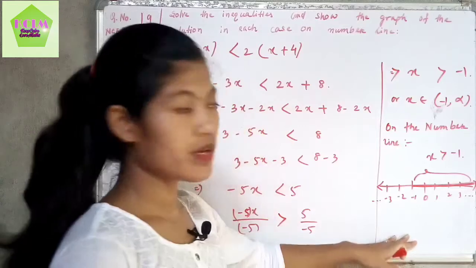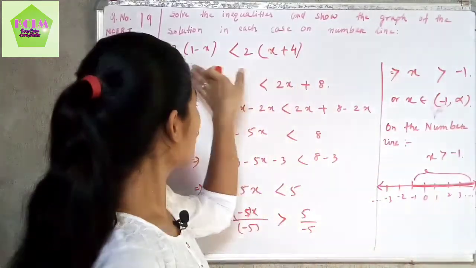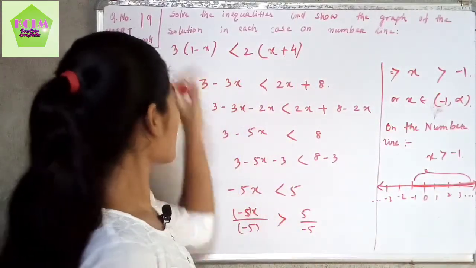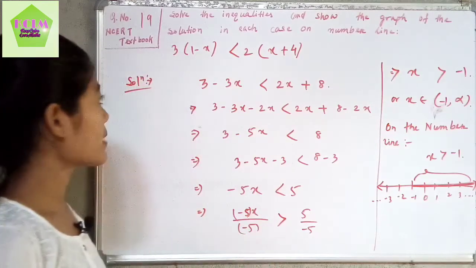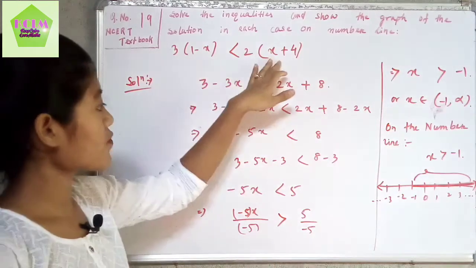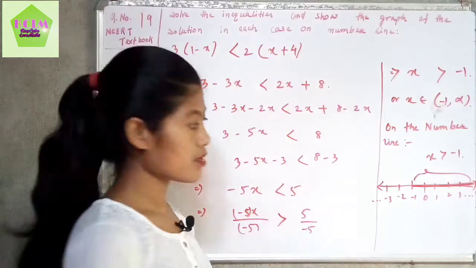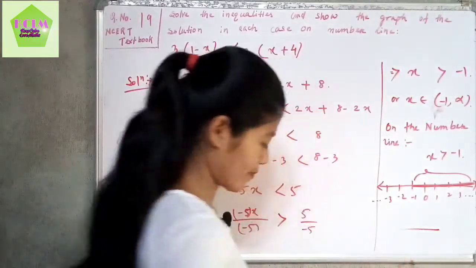So this is the graphical representation of this solution for the problem 3 into 1 minus x less than 2 into x plus 4 on this number line, right? So this is also done.